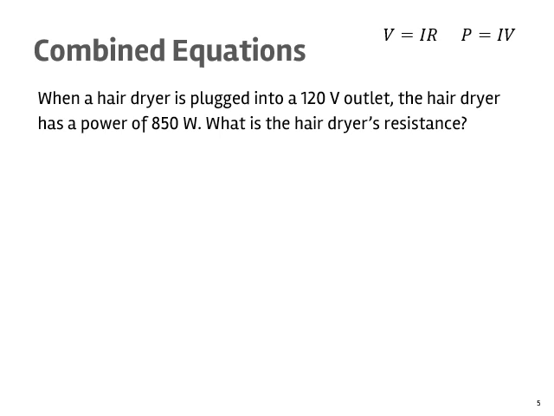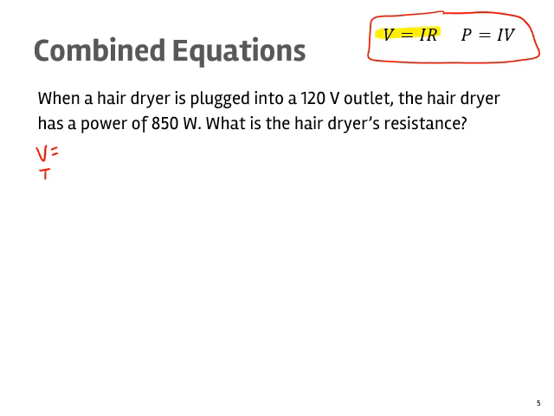For this last problem, we can sometimes combine these two equations, which may be asked of you. So here we have a hairdryer again that's still plugged into a 120 volt outlet, and it has a power of 850 watts. It wants to know what the hairdryer's resistance is. When we look at our two formulas up top, only one of these formulas has the variable for resistance, and that's going to be V equals IR. So ultimately, we're going to have to use this equation to solve for resistance.